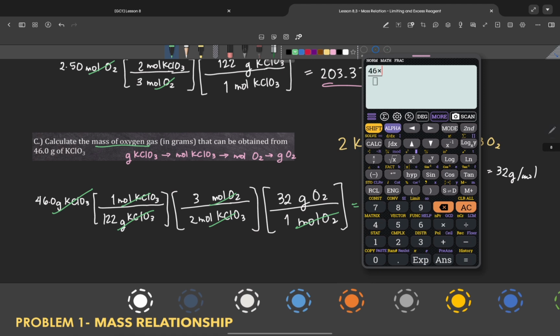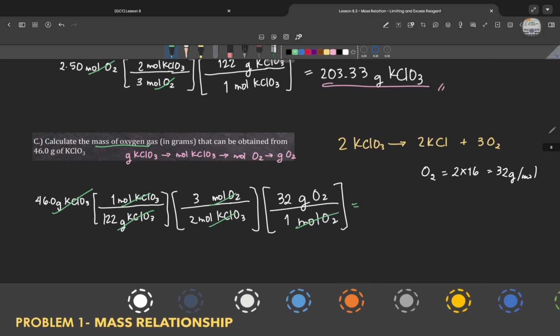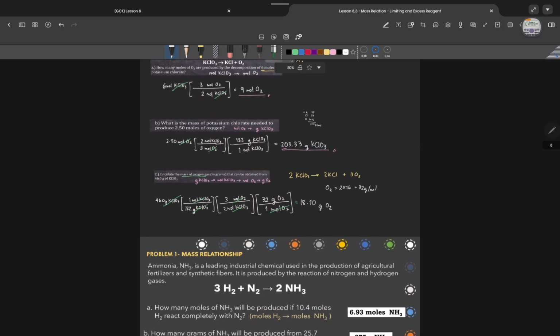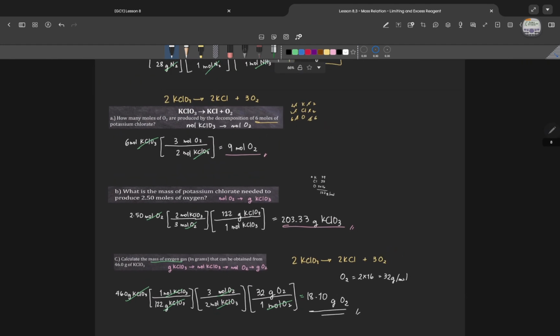46 times 3 times 32, over 122 times 2 times 1. So we have 18.10. So that's 18.10 grams of O2. Okay. Okay, so those are some examples.